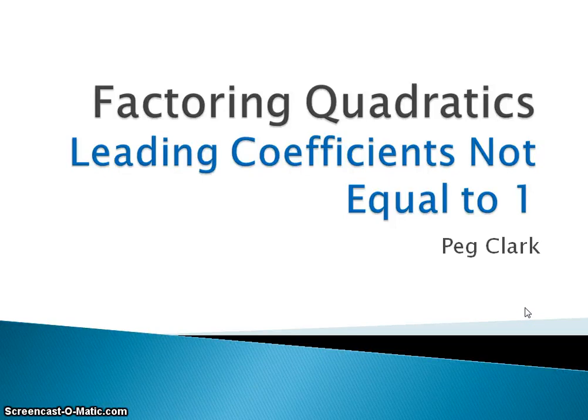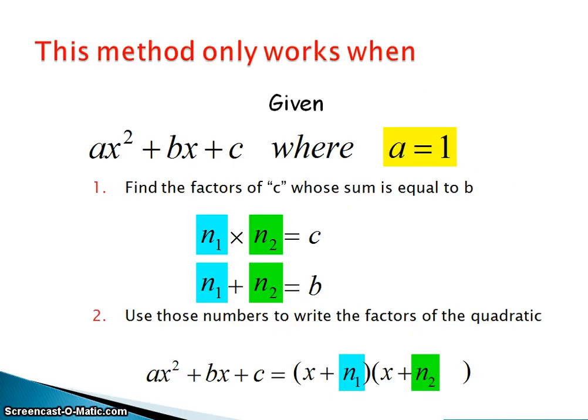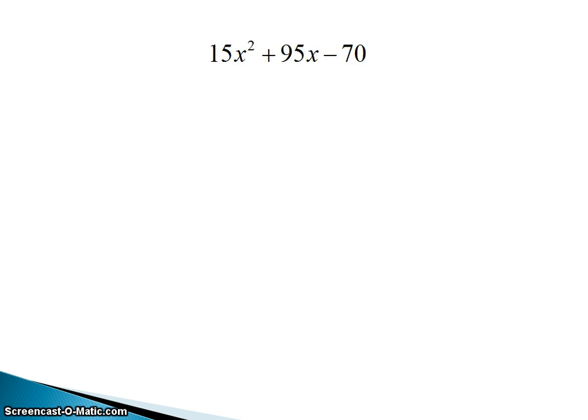Let's look at factoring quadratics when the leading coefficient, or a, is not equal to 1. Now here's the problem. The method we learned of finding two numbers that multiply to equal c and when added together equal b, that method only works when a is equal to 1. It does not work if a is 1/2, 5, -11, or anything other than 1. So how do we handle the case where a is not equal to 1?